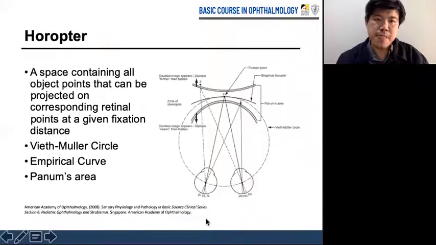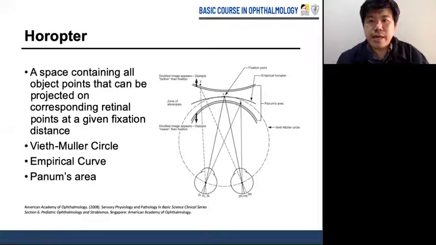So an important concept in retinal correspondence is the horopter. The word horopter comes from horos, which means boundary, and opter, which means observer. It's basically the locus of all object points that are imaged on corresponding retinal elements at a given fixation distance. It was introduced in 1613 by Aguilonius, and it has three components: the Vieth-Müller circle, the empirical curve, and the Panum's fusional area.